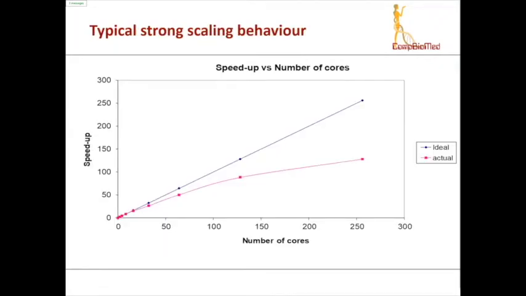So here's a speed up graph. This is very typical. So the number of cores along the horizontal axis, the speed up on the vertical axis, and the blue line there, the straight line, is the ideal. So say you're running on 250 cores, ideally you would like that to go 250 times faster. But typically, as the number of cores increases, the speed up actually starts to decline. Now that's because you have a fixed problem size, and as the number of cores increases, the amount of the problem that each core has is smaller and smaller and smaller.